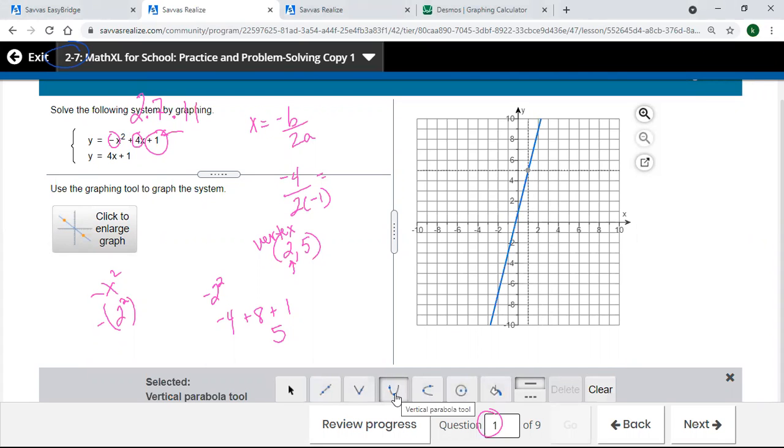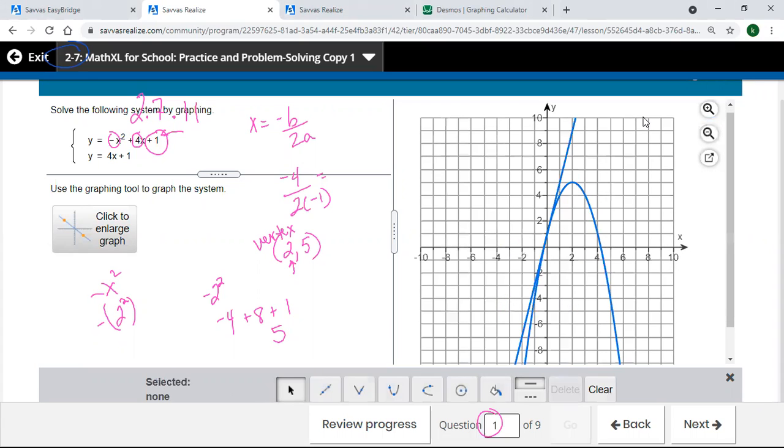I've got my problem. I want my vertex at 2, 5. There's 2, there's 5. And then I want my y-intercept at 1, so right there. And then if we could zoom in, I think they both had that 2, 1 as a point there. So that would be the solution, where I think that's the only point where the 2 intersect.